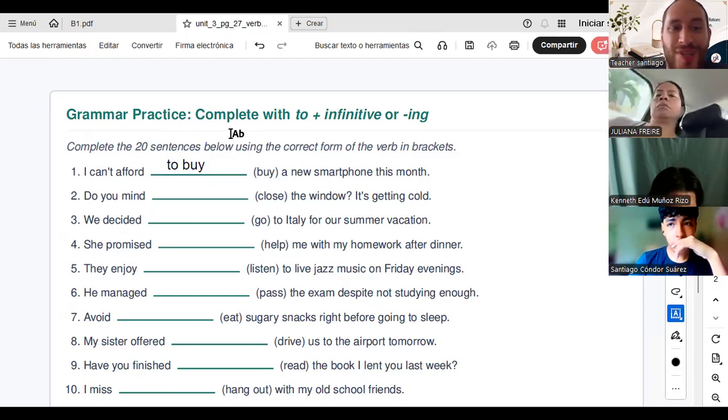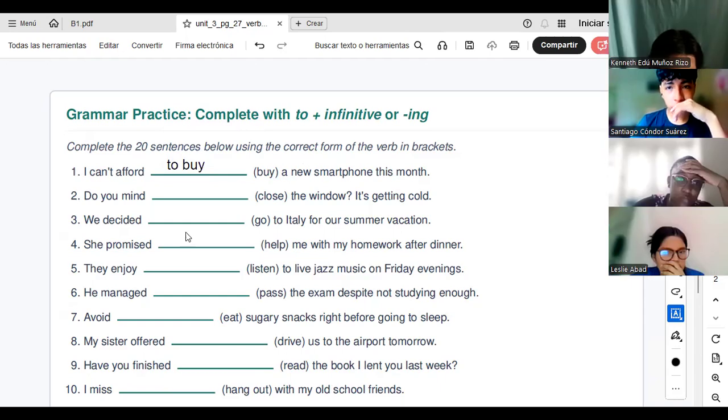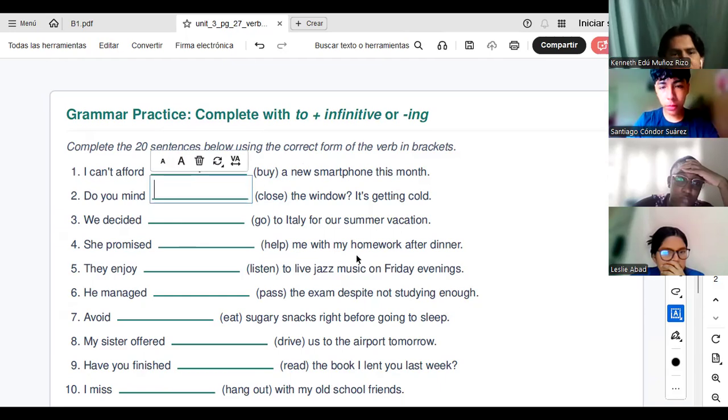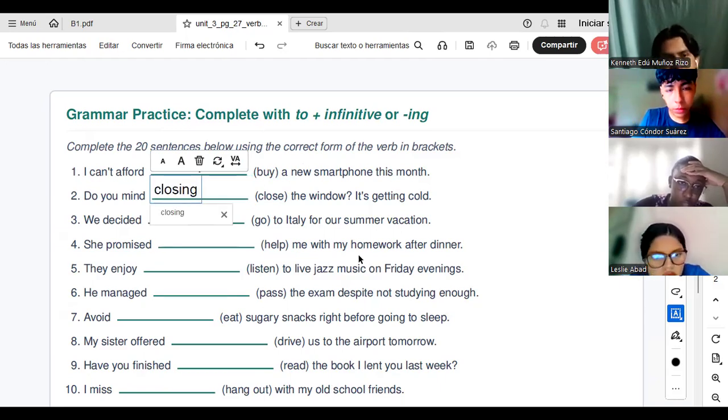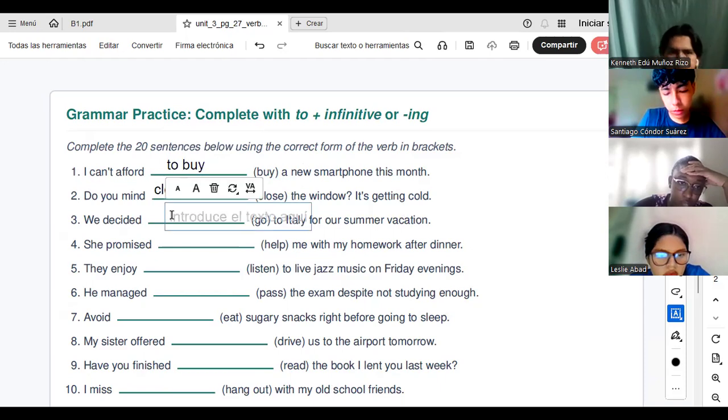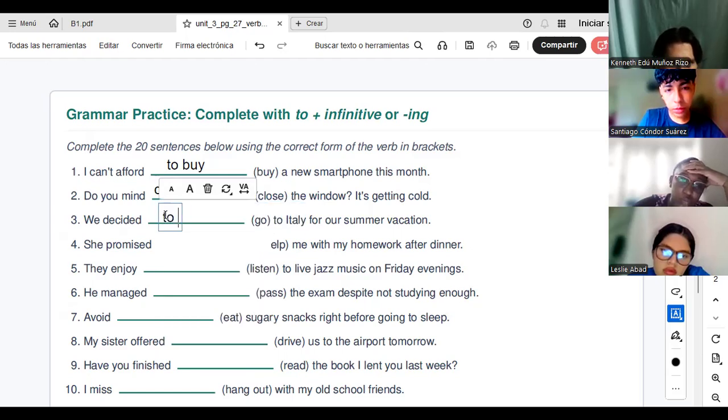That's why I told you to keep the document in your hand, keep it open, because it's going to help you with that. Kenneth, number 2, do you mind? ¿Te importaría? Closing the window. It's getting cold. Thank you. Sandra, we decided to go. You're right. To go. Well done.